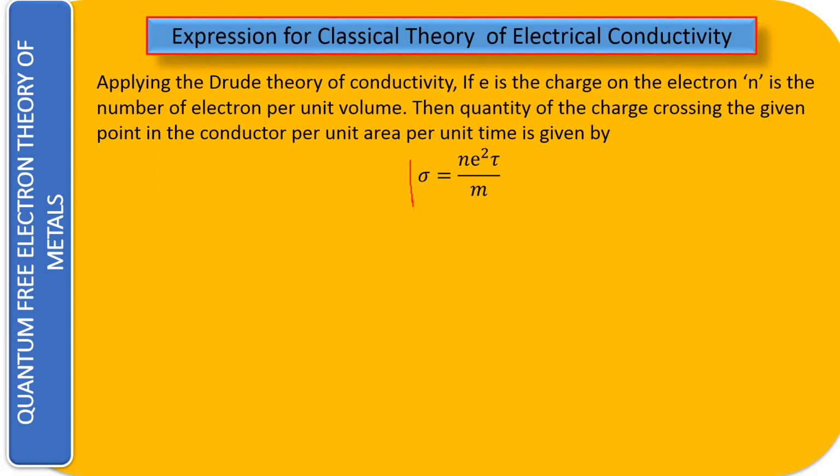So you must have understood all the terms. Sigma is your conductivity. So conductivity will be given as sigma equal to Ne squared tau by m, where N is the total number of electrons per unit volume, e is the charge on the electron, tau is the mean free time, and m is the mass of the electron. This is your expression for electrical conductivity applying the classical theory, right?